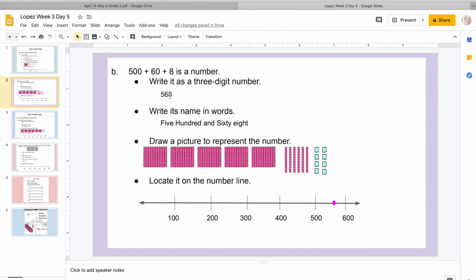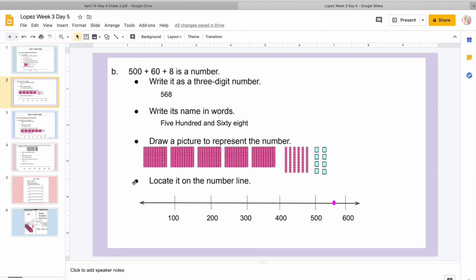Then you're going to go back and look at that 10 spot, and it is a 6, so we know we need 6 10 bars. And then finally looking at that last column, which is the ones column, and we have 8, so we are going to need 8 ones, and that is how you draw a picture to represent a number.